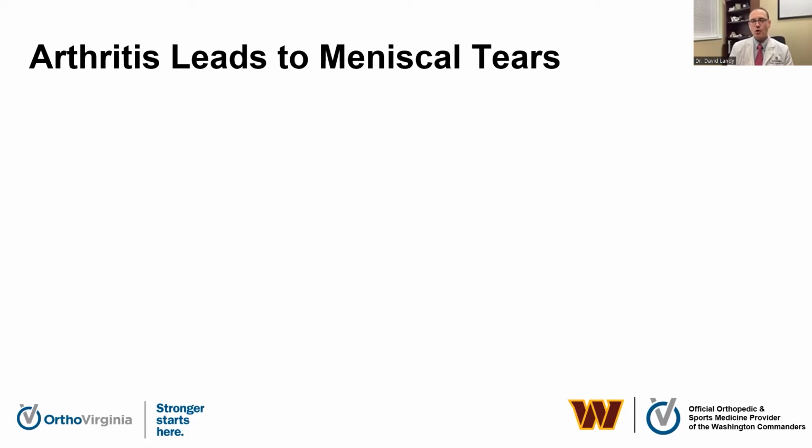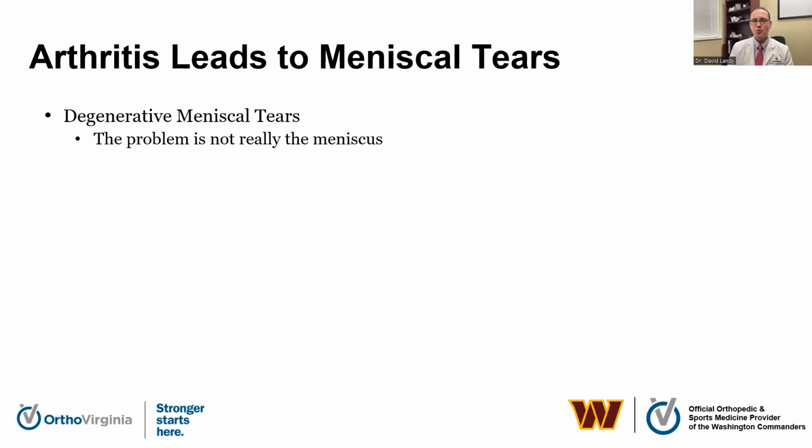So it's important to note arthritis leads to meniscal tears, and these are referred to as degenerative meniscal tears. When the meniscus is torn, you can have an acute tear or you can have these more chronic degenerative tears. And in these cases, the problem is not really the meniscus itself, but the underlying arthritis that led to the meniscal tear.